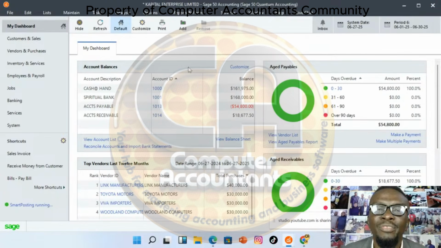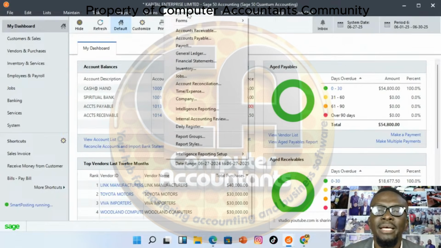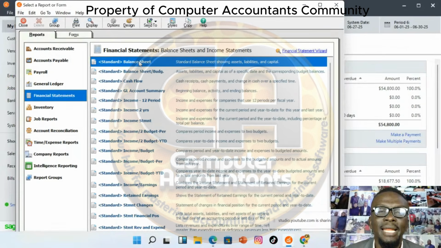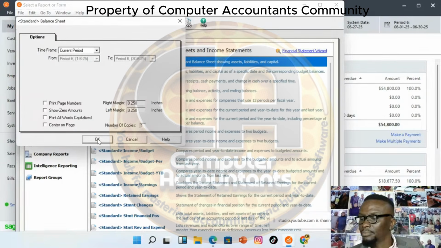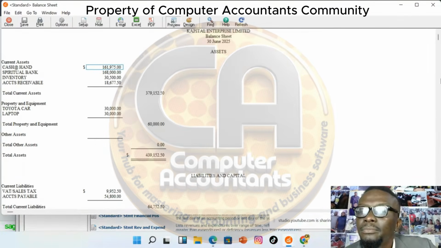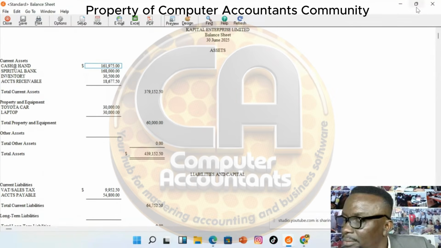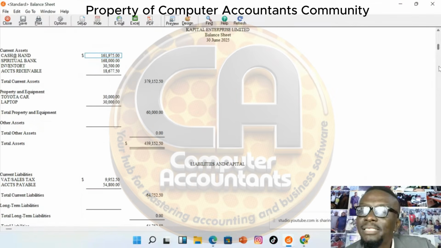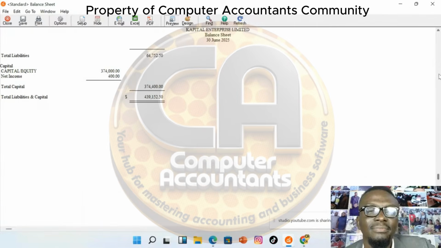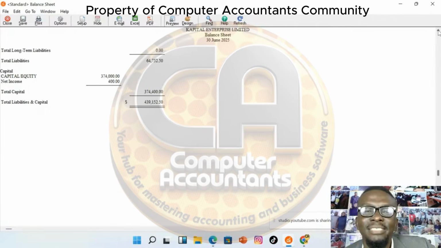So let's dive into the reports. This is the profit report and financial statement. Let's start with the balance sheet. This is my balance sheet. You can see my balance sheet. See that net income of 400.